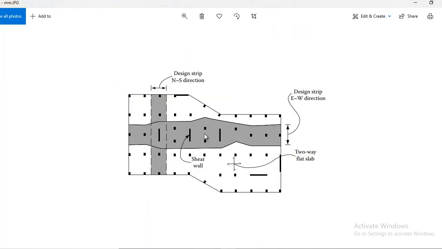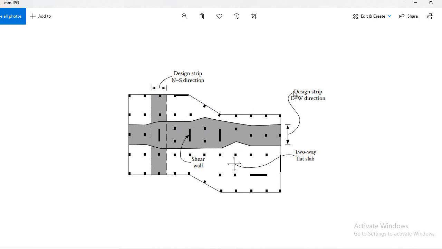And you see that limitation right here. If you draw a line over here, you see this column is offset, so here the DDM method is not applicable. You have to apply your equivalent frame method. Clear? So this is very interesting, to share this kind of example with you.